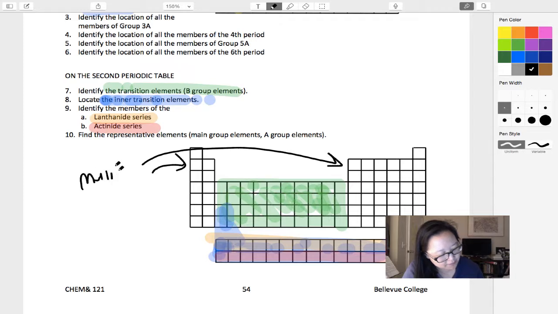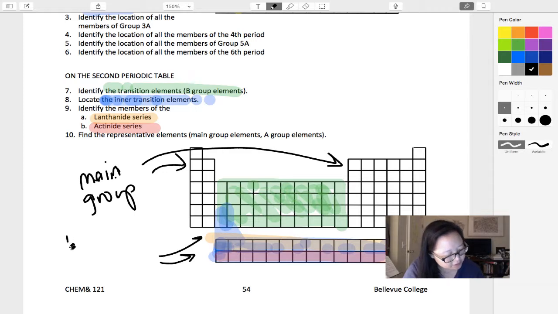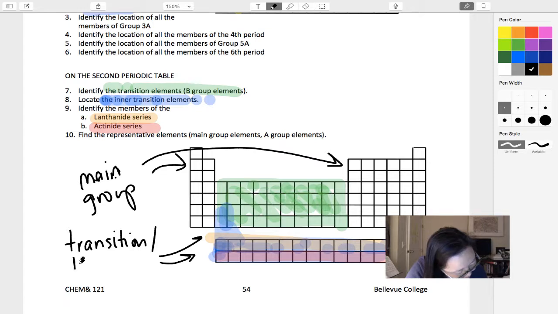They're called main group elements, sometimes representative elements, but I use the term main group. And then the ones that we did color in, those are called transition and inner transition. Ugh, my pen is not working. Transition or inner transition elements.